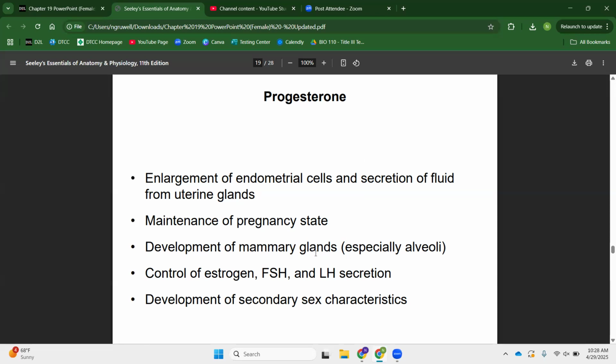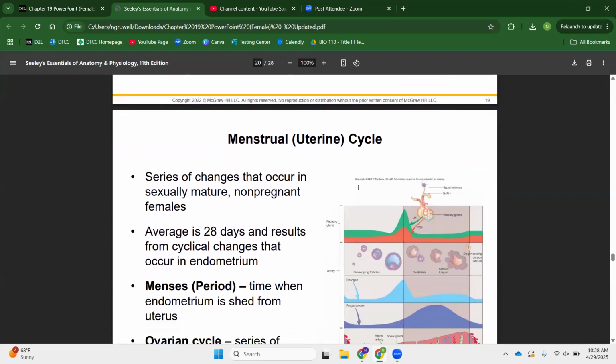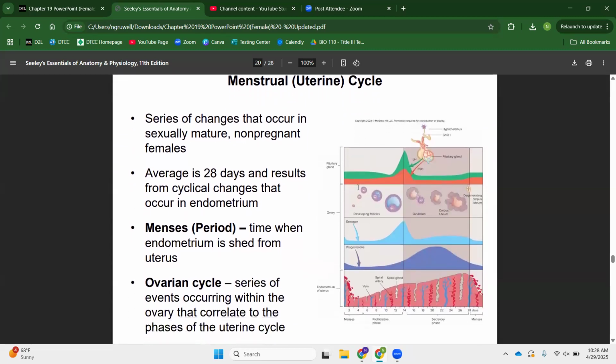Again, it helps development of the mammary glands, and that feedback system goes with all of them. So it's going to control estrogen, FSH, and LH secretion. Again, it also helps with development of secondary sex characteristics. That's part of the reason why I don't think you can really say estrogen's primary, progesterone's secondary. They're both very important. So I kind of term it more like 1A and 1B. Okay, so let's see how they interact with one another.